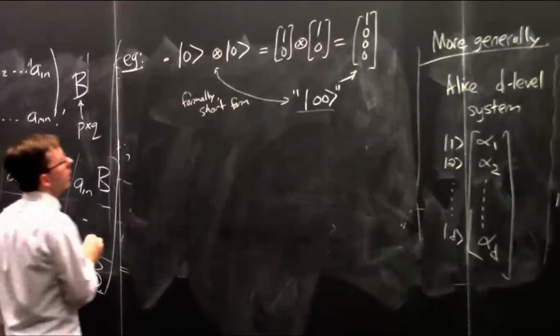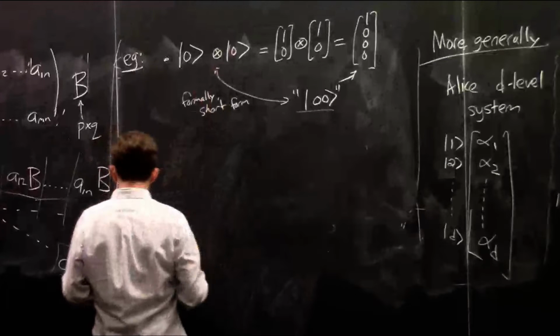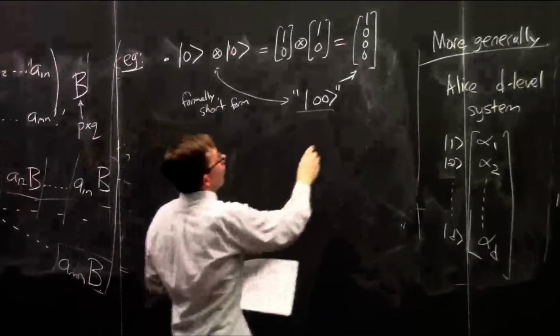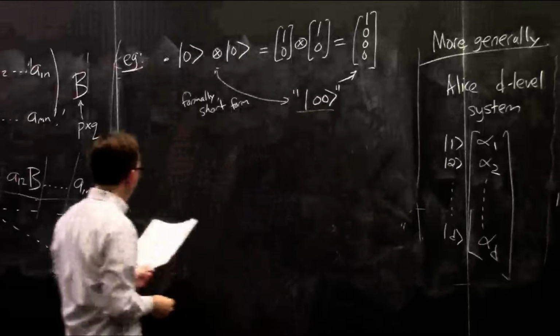It's a little bit funny. And it'll work for the other four, right? If you do 0 tensor 1, you'll get the thing that has a 1 in this coordinate, which is what we like to call ket 0, 1.